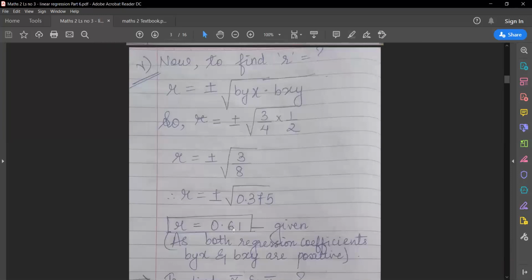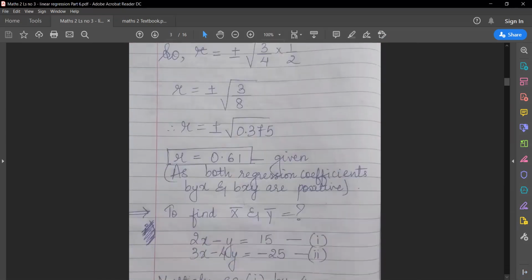Now class, did you observe what is the final answer? Because in the above steps, I was writing plus minus, but in the final answer, I have not written any sign. What does this mean? In the previous exercise, we studied that the sign of both the regression coefficients lead to the sign of R, correct? So as both the coefficients are positive, R is also positive. So with this, we have found out third, fourth and fifth part, correct? We found out how to calculate byx, then bxy and then R.